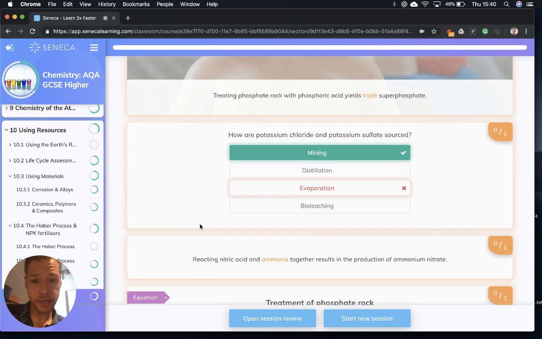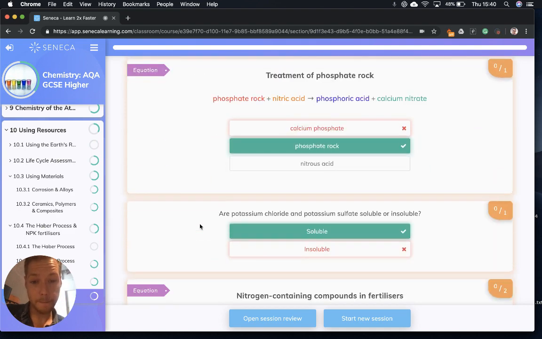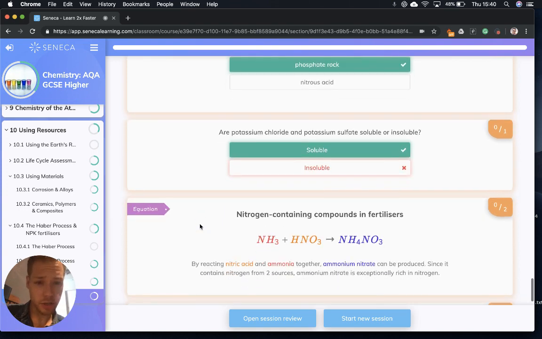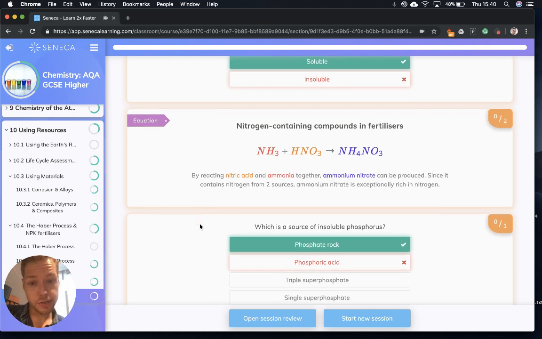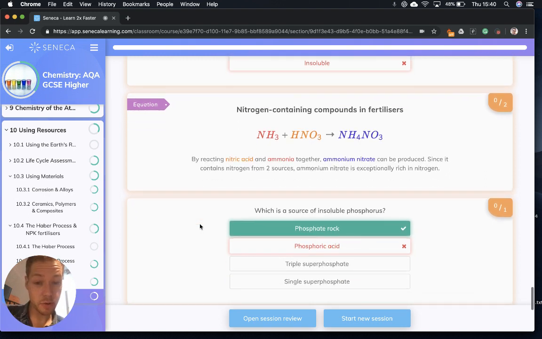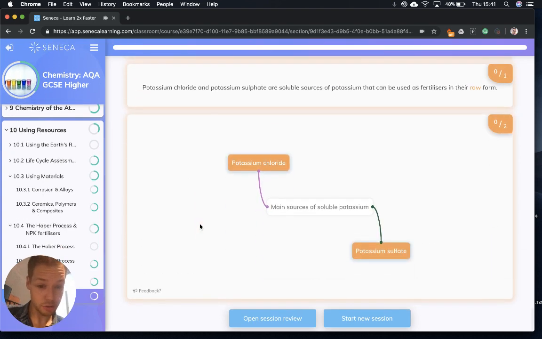Where do we get potassium chloride and potassium sulfate from? We get those from mining. Are they soluble or insoluble? They are soluble. Okay, what about that nitrogen we started with? Where does that come from? So we react nitric acid and ammonia together to form ammonium nitrate. So that's where that nitrogen comes from.